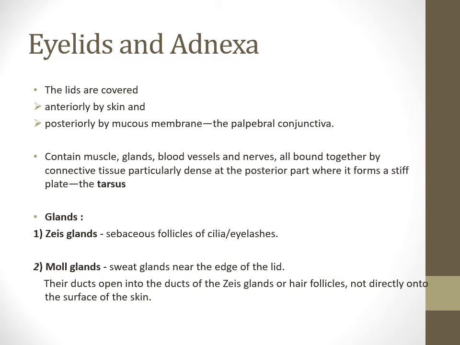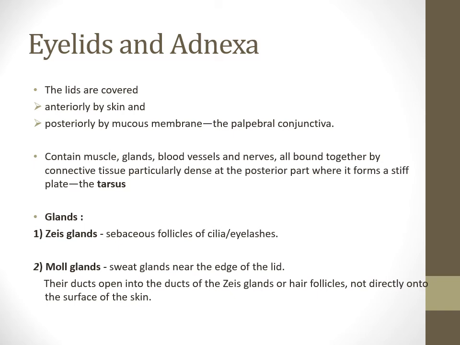Now comes the eyelids and the adnexa. The lids are covered anteriorly by the skin and posteriorly by the mucous membrane, which is called conjunctiva. The lids contain muscles, glands, blood vessels and nerves, all bound together by connective tissue, particularly dense at the posterior part where it forms the stiff plate, which is called tarsus.